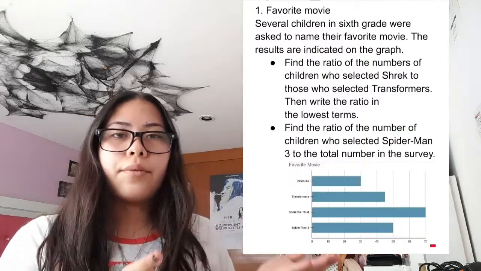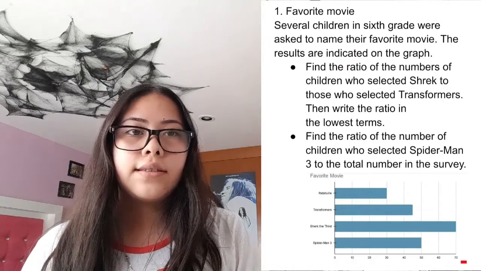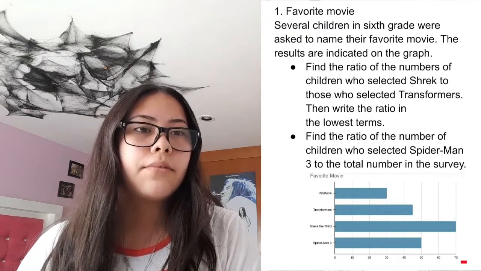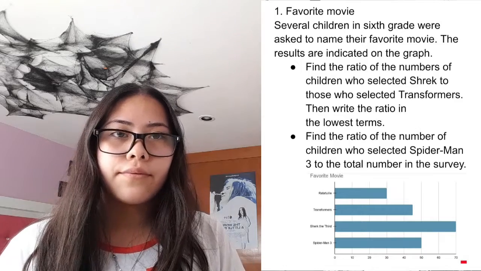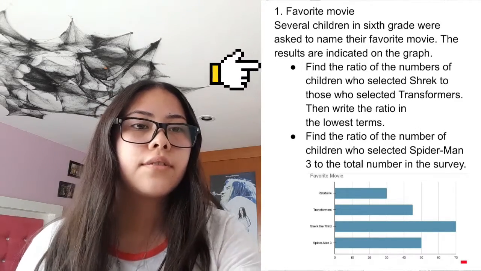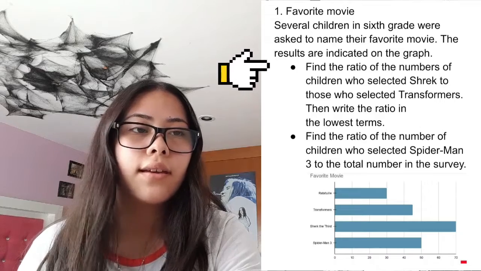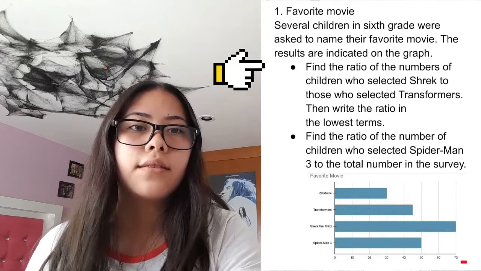Here is the first example. As we see here, we have a graph, and the first problem says like this: Several children in 6th grade were asked to name their favorite movie. The results are indicated on the graph. The first instruction is, find the ratio of the number of children who selected Shrek to those who selected Transformers. Then write the ratio in the following terms.